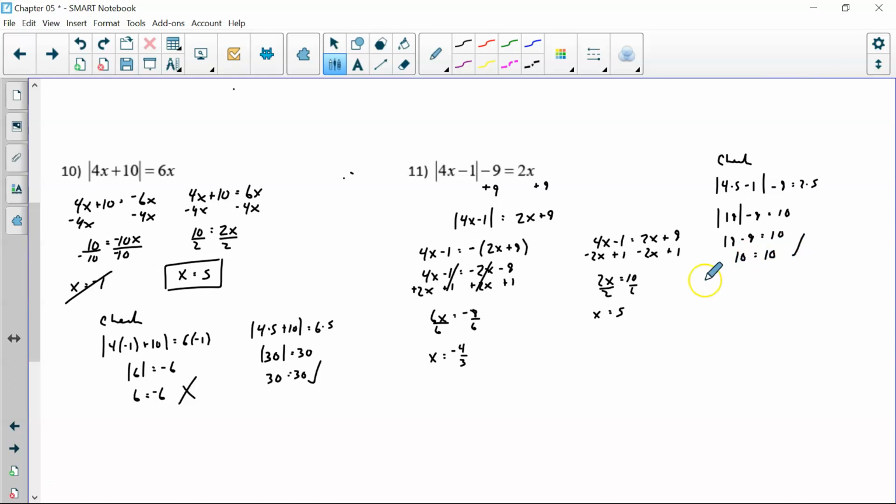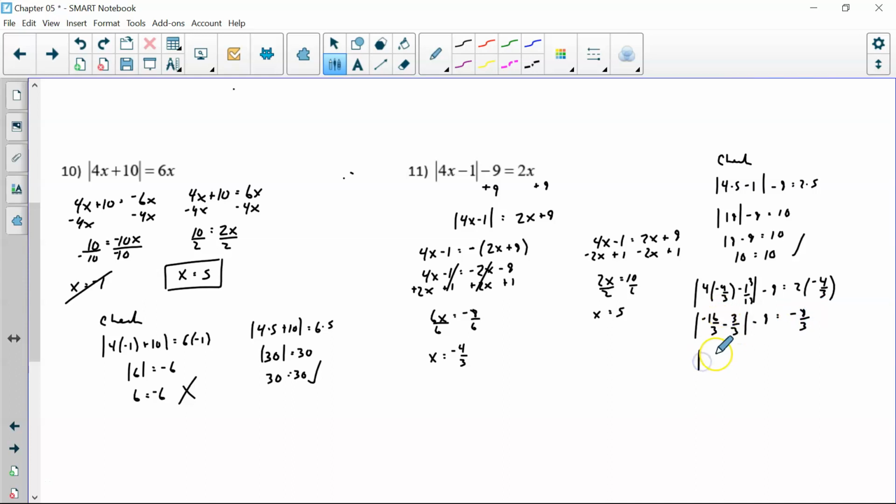Now the trickier one, the negative 4/3. 4 times negative 4/3 minus 1 minus 9 equals 2 times negative 4/3. 4 times negative 4/3 is negative 16/3. Now minus 1 over 1. So if we get that common denominator, multiply by 3 over 3. So it's going to be minus 3/3 minus 9 equals 2 times negative 4/3 is negative 8/3.